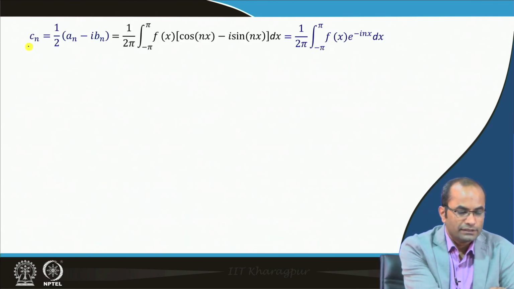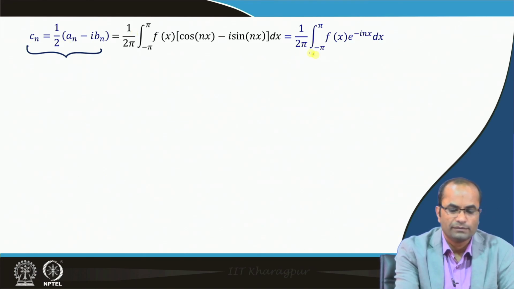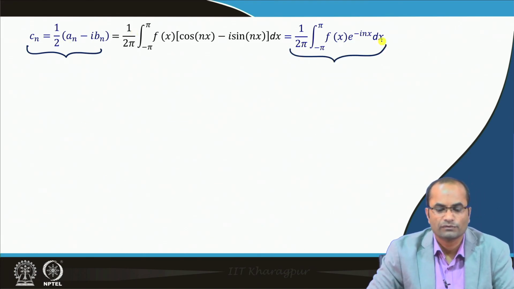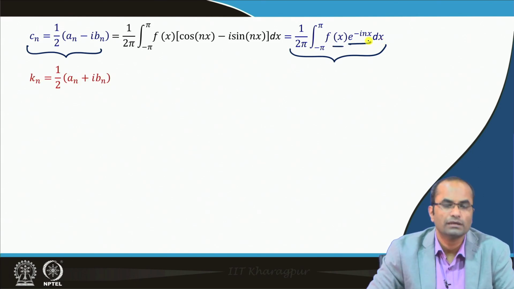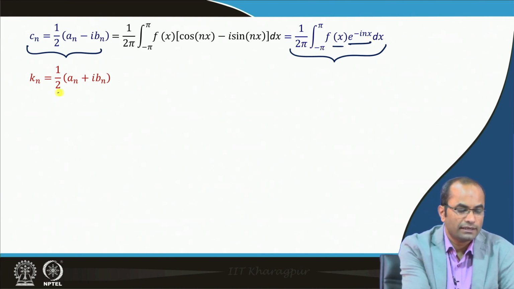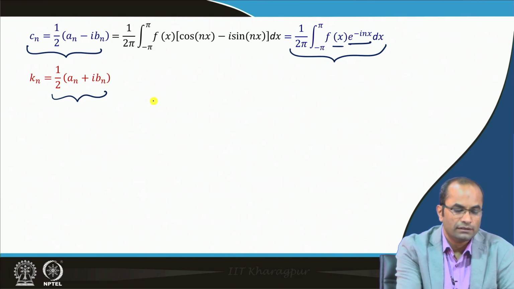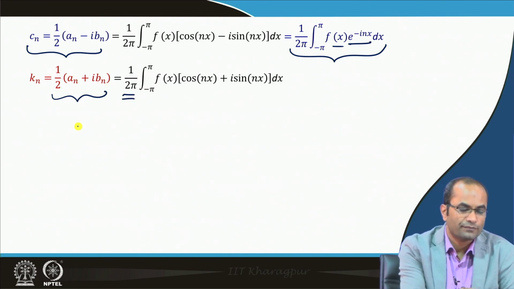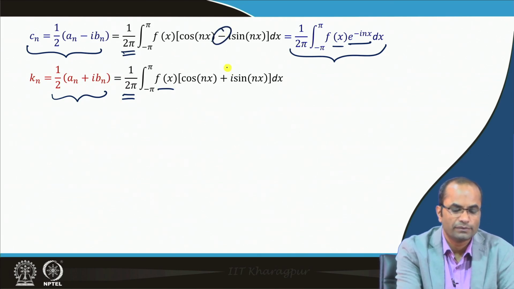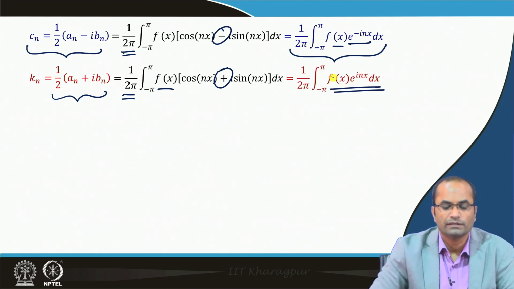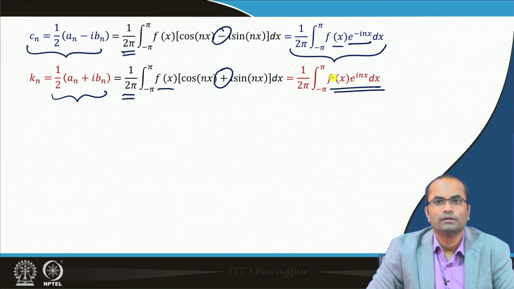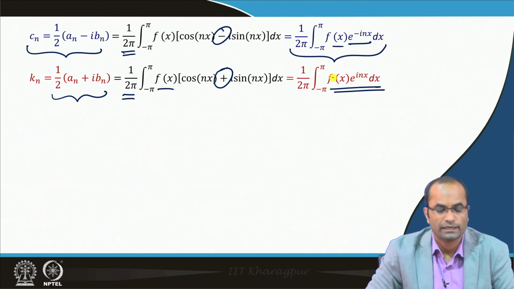So, we have the c_n as half of (a_n minus i b_n), and the final expression in terms of f(x) we have 1 over 2 pi, this f(x) e power minus i n x. Similarly, we can do for k_n, and k_n is half of (a_n plus i b_n), where, similar to this term, we have 1 over 2 pi, and that f(x), this sign will be replaced by the plus sign now. That is the only difference, and finally, we will have in the integrand here f(x) e power i n x for this k_n.